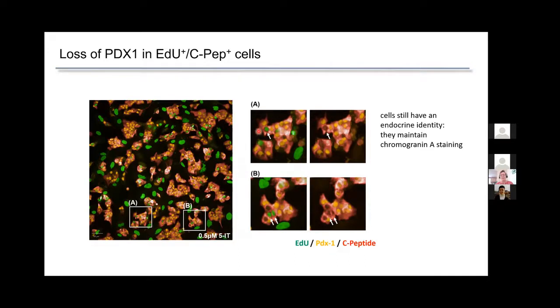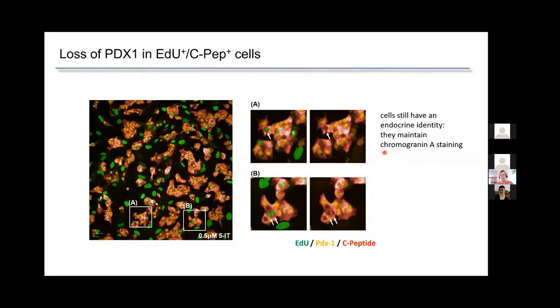So, this happens every time we see EDU incorporated. This is not just based on compound treatment, but also even in the DMSO condition. Under the very rare state where we found an EDU positive cell in DMSO, it also lacked PDX1. We're doing another whole project around which is the chicken and which is the egg, so to speak. Is PDX1 lost, or is it already gone?